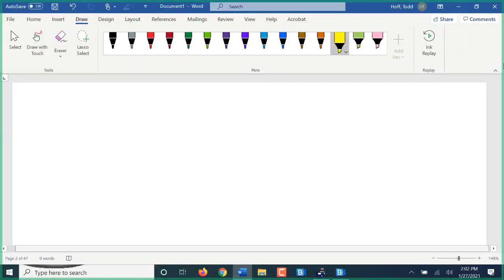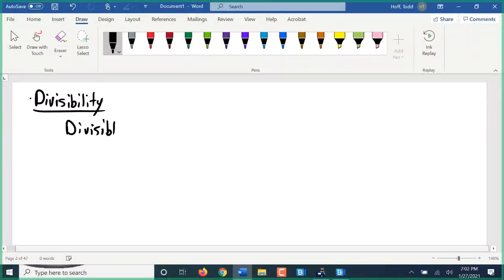So anyway, this is our last lecture of Unit 1 today. And what we're going to look at is divisibility. The term divisible means divide without remainder.